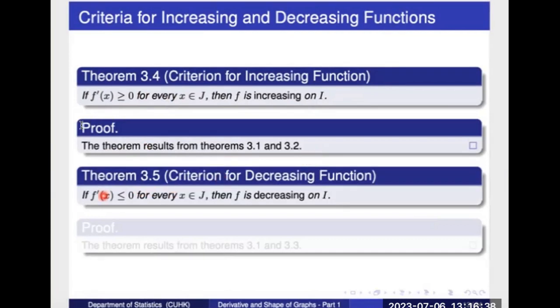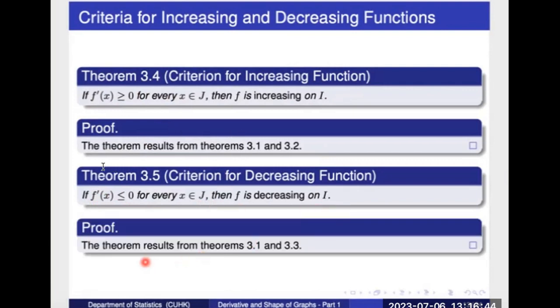Now, let's examine the final theorem on this topic. If f prime of x is less than or equal to 0 for every x in the interval j, then f is decreasing on the interval I. Once again, the proof of this theorem stems from the combination of the previous two theorems.